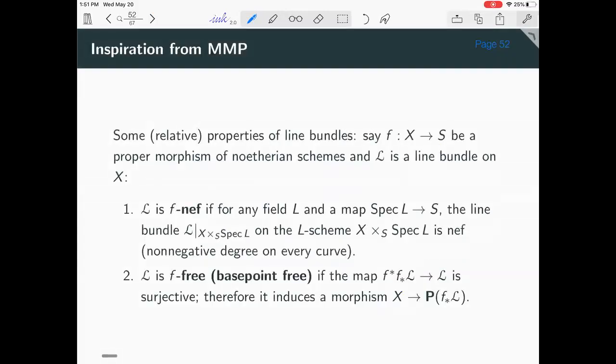So that's one nice property of line bundles. Here's another one, which is more familiar to more people. You say that L is f-free, or the absolute situation is called base point free usually, if the map in this adjunction from f upper star f lower star of L to L is surjective. So line bundles plus sections give you a rational map to projective space. And if the map is actually a map as opposed to a rational map, you say that the base locus is empty and you get a map from X to a projective space, more concretely given by f lower star of L. So that's base point free.